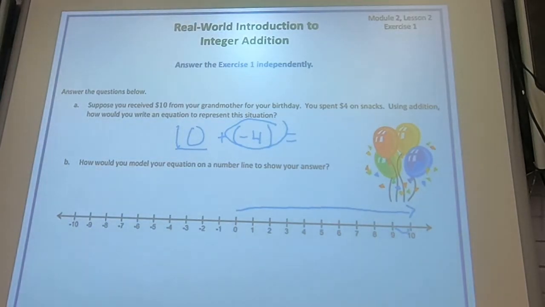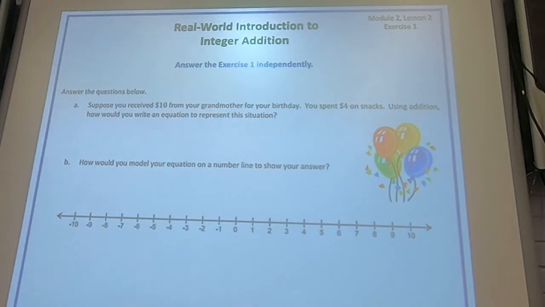So there's 1, 2, 3, 4. So my line's got to go to right there. So this is the ending point or the answer. So 6 will be the answer to that problem. You can work all of these addition problems on the number line. It's easier though if you just memorize the rule for how to do it, because sometimes the numbers are very large or there's a lot of them. Makes it a little hard to do it on number line.